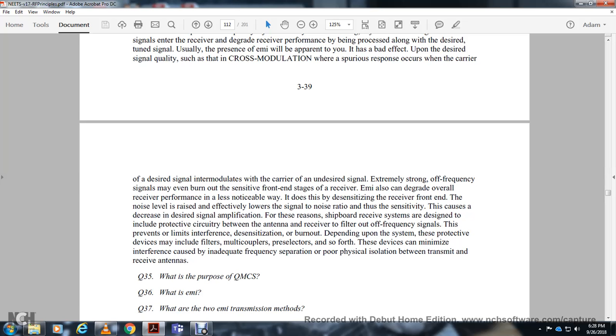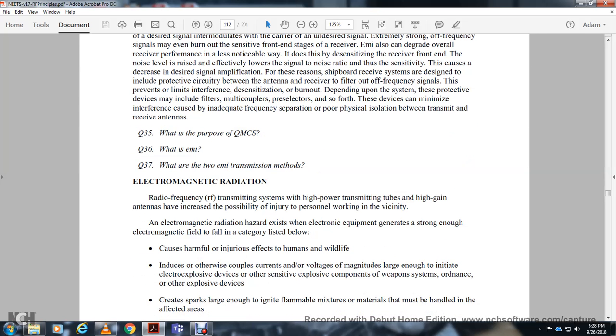For these reasons, shipboard receiving systems are designed to include protective circuitry between the antenna and the receiver to filter out unwanted frequency signals. These limit interference, desensitization, and burnout, depending upon the system. The protective devices include filters, multiple filters, preselectors, and so forth. These devices can minimize interference caused by inadequate frequency separation and poor physical isolation between transmitter and receiver antennas.